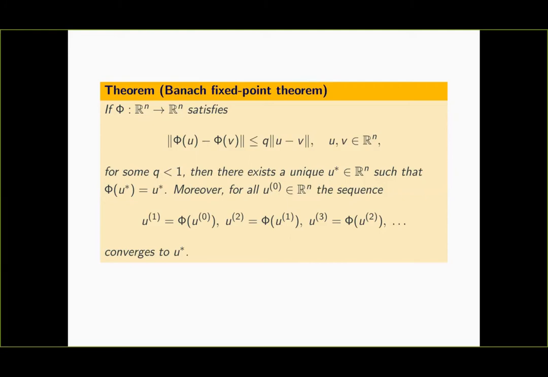Moreover, if I've got any u0 in R^n, and then define recursively u1 is phi applied to u0, and u2 is phi applied to u1, and u3 is phi applied to u2, and so on and so on. If I define the sequence by repeatedly applying phi, then in fact the sequence converges to u star. So if I keep applying phi over and over again, then the results that I get are going to converge to that fixed point. And fortunately enough, the Banach fixed point theorem applies to our setting.